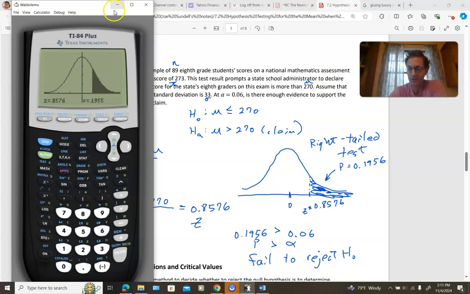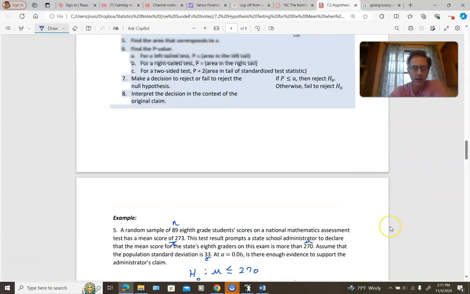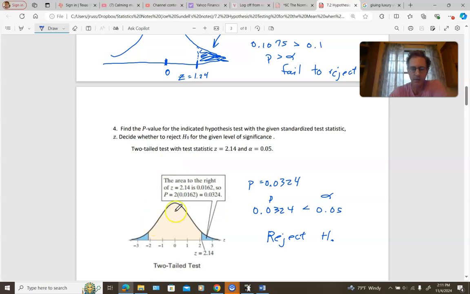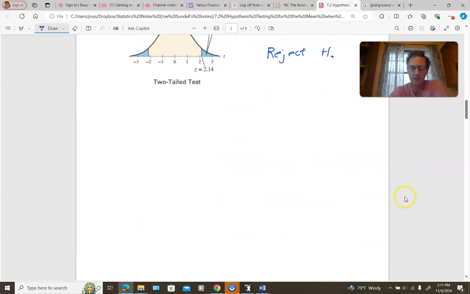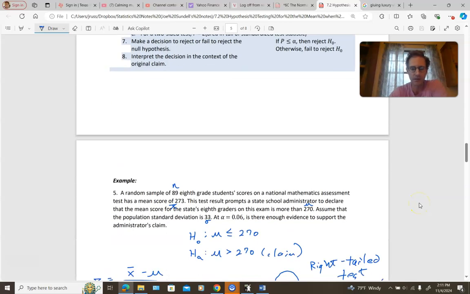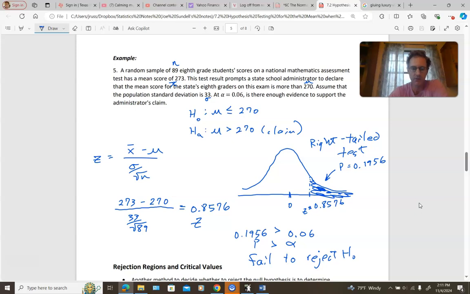I could have done those others using this z-test function as well, because they're looking for the p-value, or the probability. I'll try to show you that again as well. Okay, that's number 5.